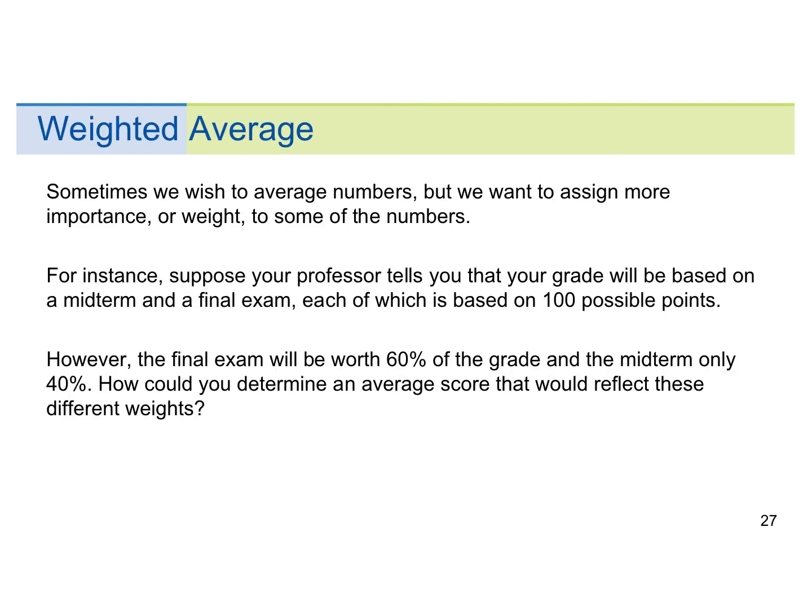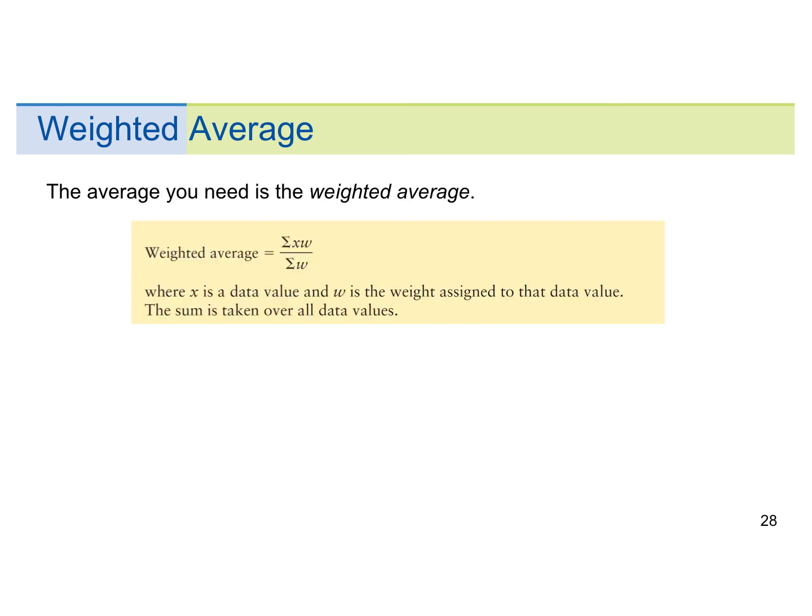Sometimes we wish to average numbers, but we want to assign more importance or weight to some of the numbers. Suppose your professor tells you your grade will be based on a midterm and a final exam, based on 100 possible points. However, the final exam is worth 60% of your grade, and the midterm is 40% of your grade. We want to do a weighted average. So in technical terms, it's the sum of each data piece times its weight divided by the sum of the weights. Okay.